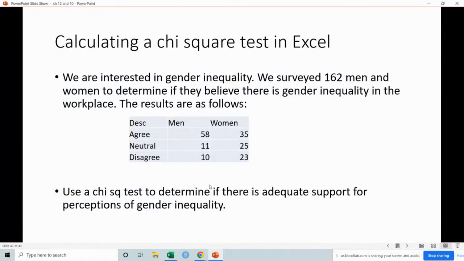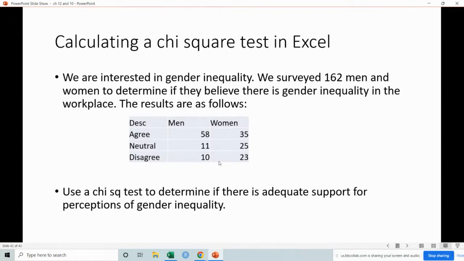Okay, so a little more calculating a chi-square test in Excel for a two-way contingency table. So now instead of just one level, like going to college or going to high school, let's add in another dimension, basically. Now we're going to have a matrix instead of an array. So we have gender and whether or not they agree or disagree or they don't care about gender inequality in the workplace. We want to find out, basically, is there gender inequality in the workplace based on a survey of 162 men and women?